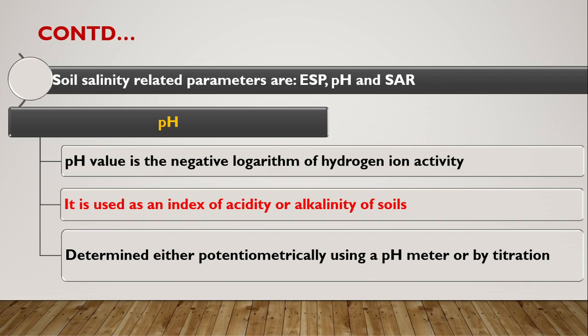Another important term is pH, which represents the acidity of the soil. pH is the negative logarithm of hydrogen ion activity. When the hydrogen ion concentration is higher, the pH is lower, and the soil is said to be acidic. So it is used as the index of acidity or alkalinity of the soil. So these are the terms which are related to salinity: ESP, SAR, pH, etc.